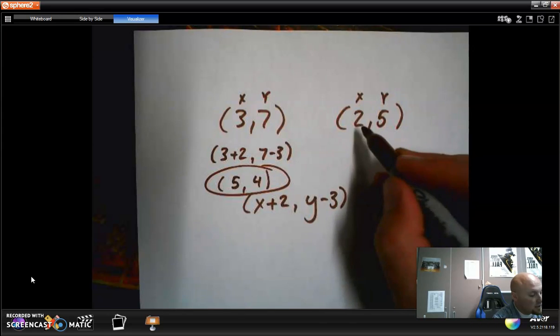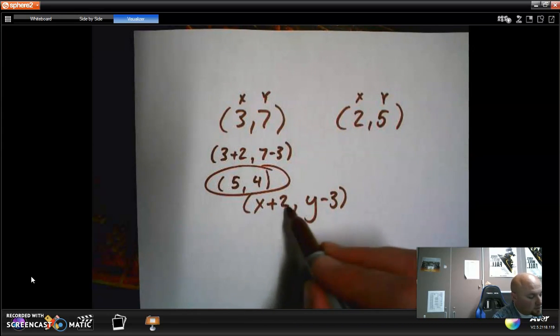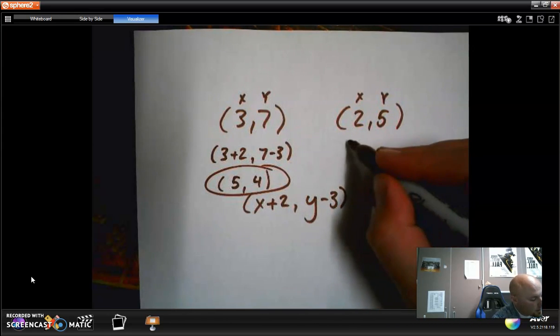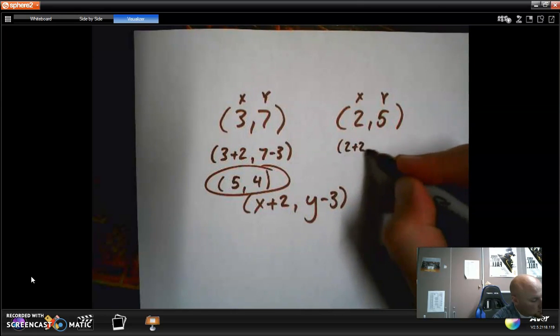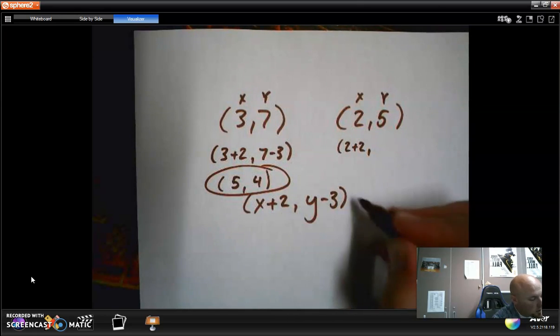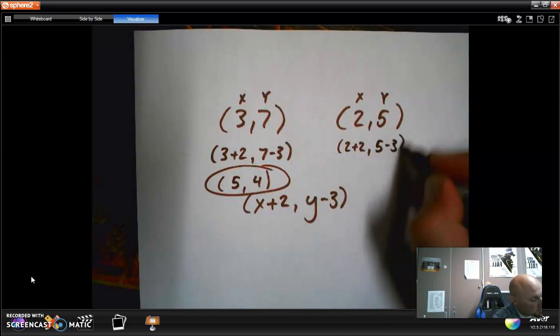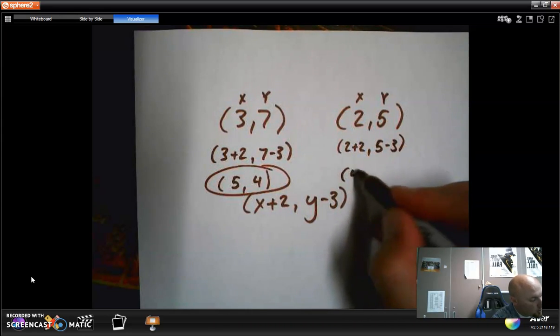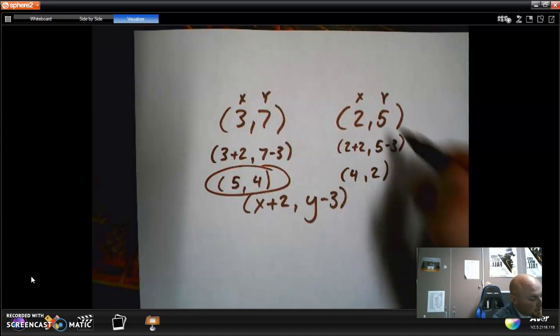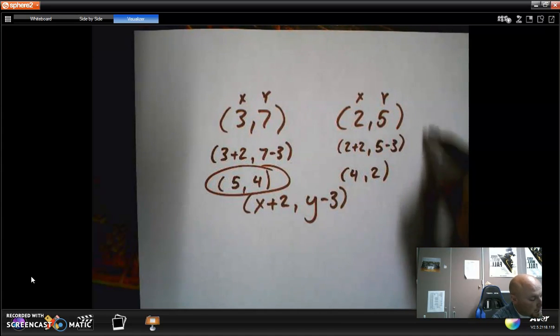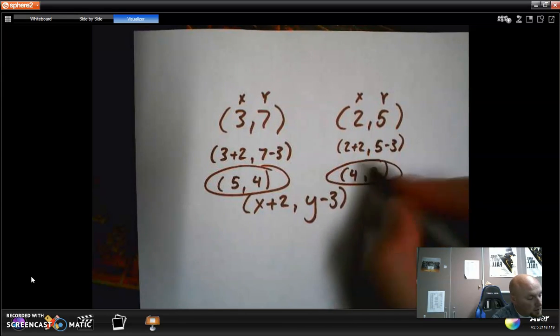Let's do it here. The point 2, 5, if I move right 2, down 3, well, I would just go 2 plus 2, x plus 2, and y minus 3, 5 minus 3. 2 plus 2 is 4, 5 minus 3 is 2. So that means it would move right 2, down 3, and it would land at the new point, 4, 2.